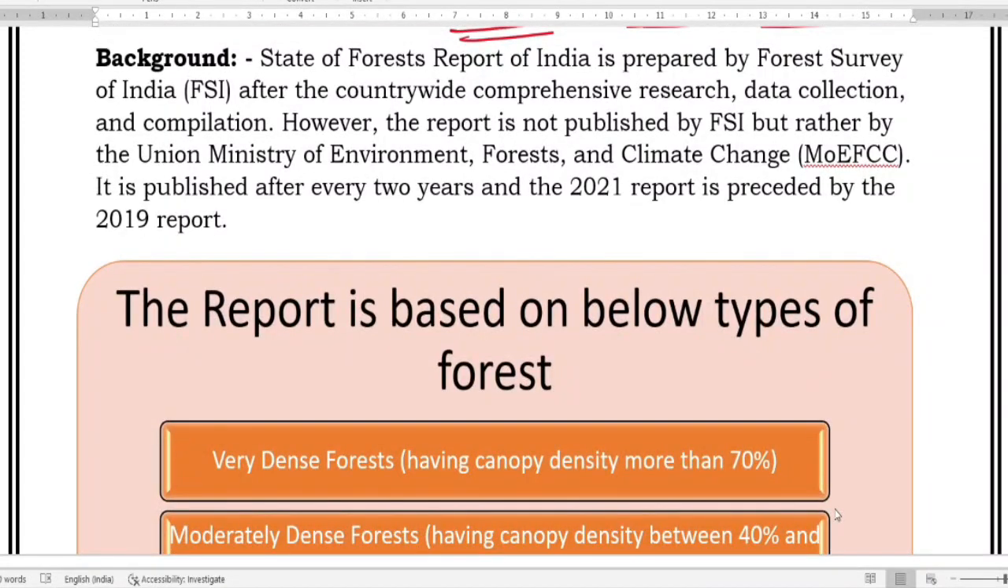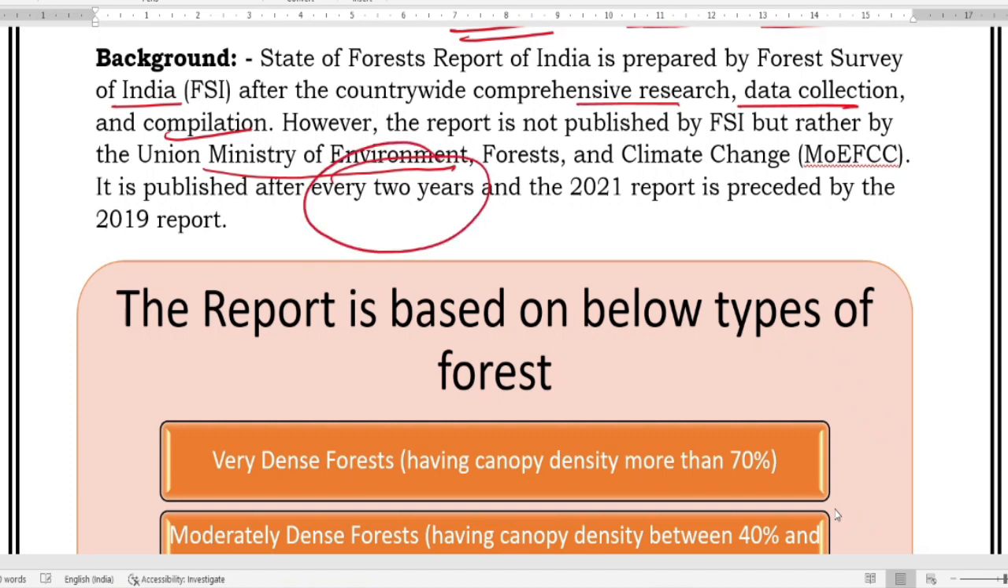Now let's go to the background. The State of Forest Report of India is prepared by the Forest Survey of India after countrywide comprehensive research, data collection and compilation. However, the report is not published by FSI but rather by the Union Ministry of Environment, Forest and Climate Change. Got it? It is published every how much? Every 2 years. The 2021 report is preceded by the 2019 report. So the last time it came in 2019 and this is 2021. Again it will come in 2023. So every 2 years it comes.